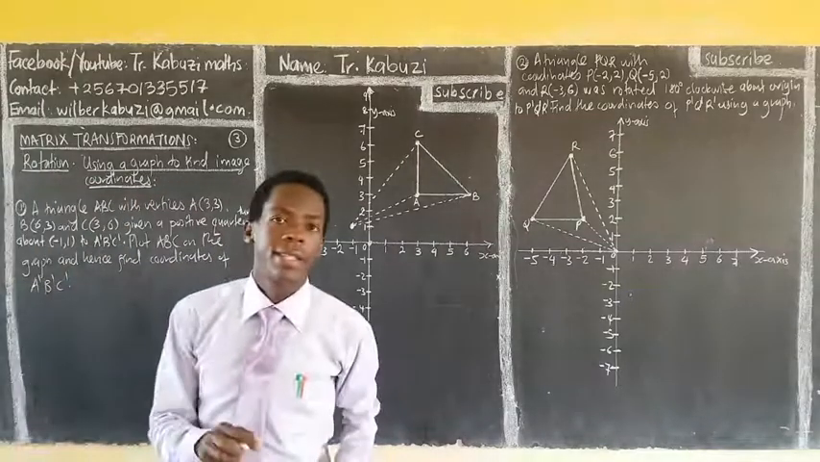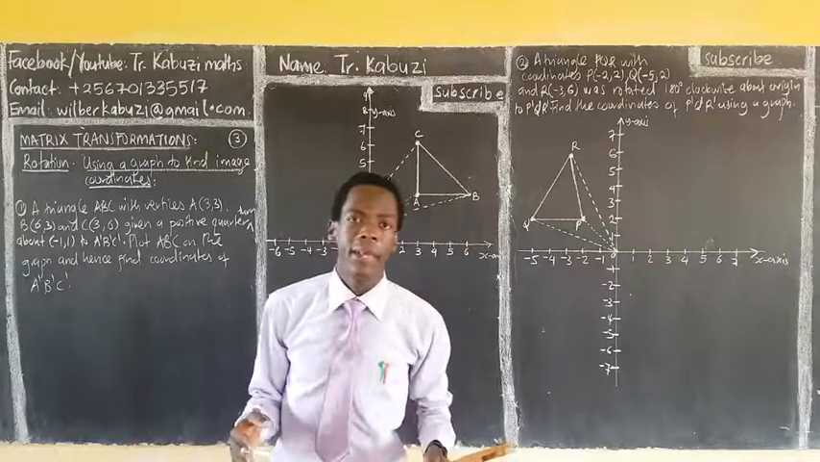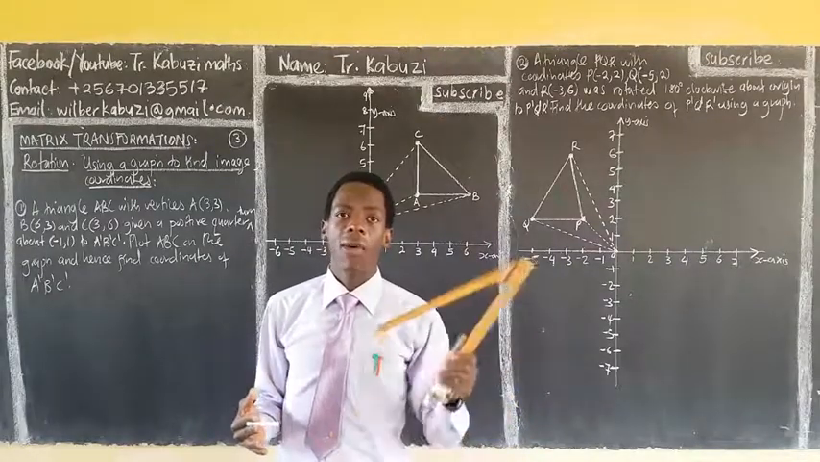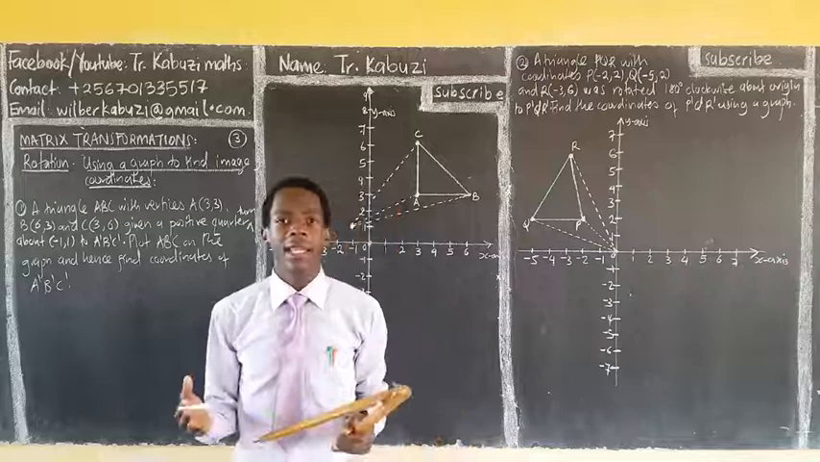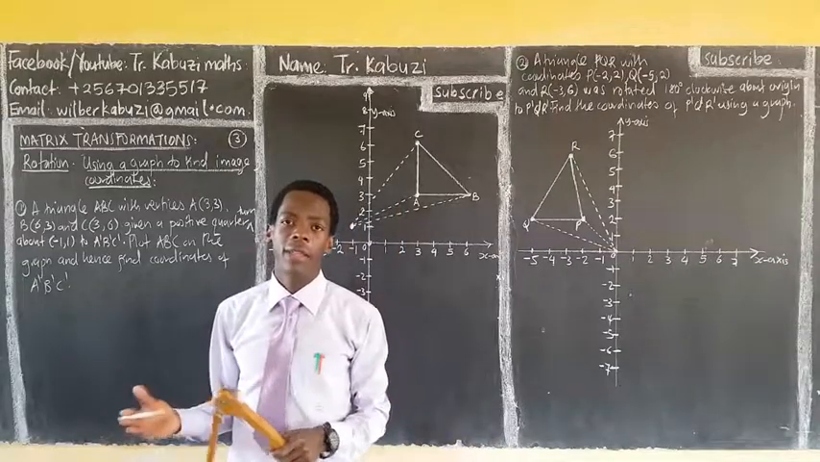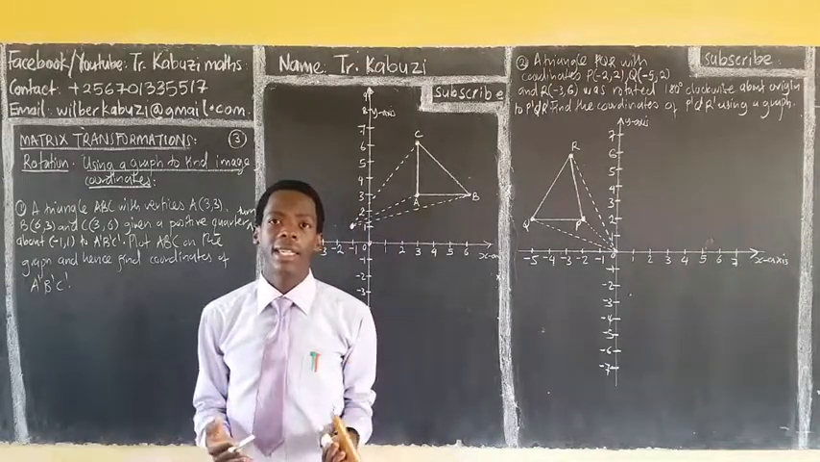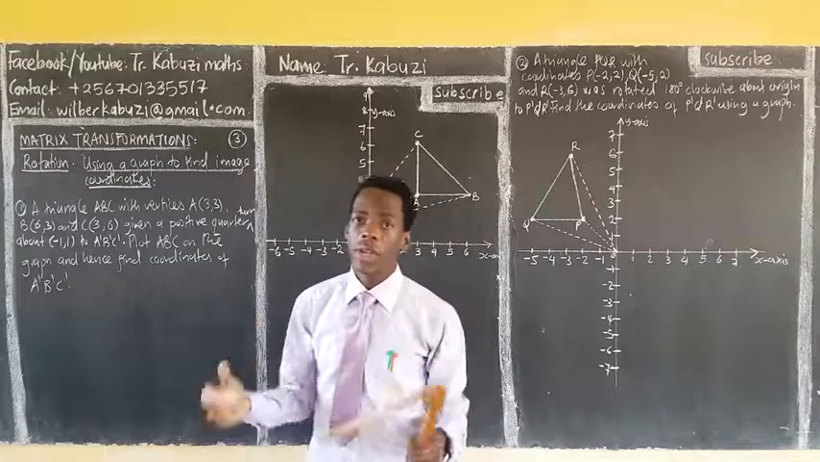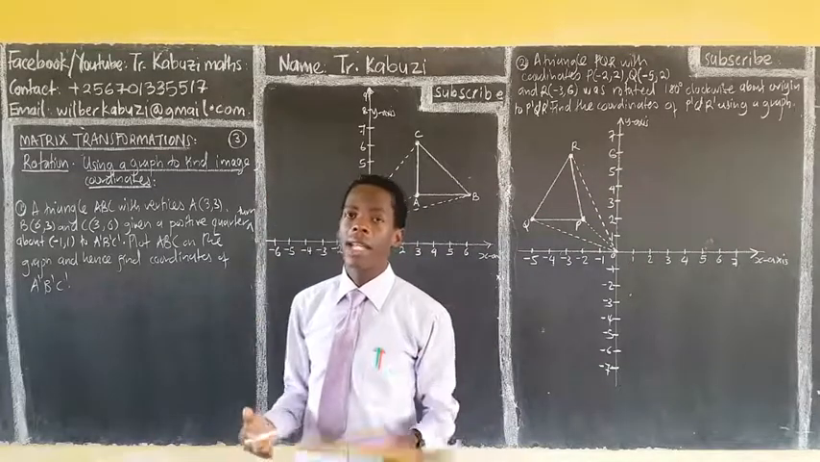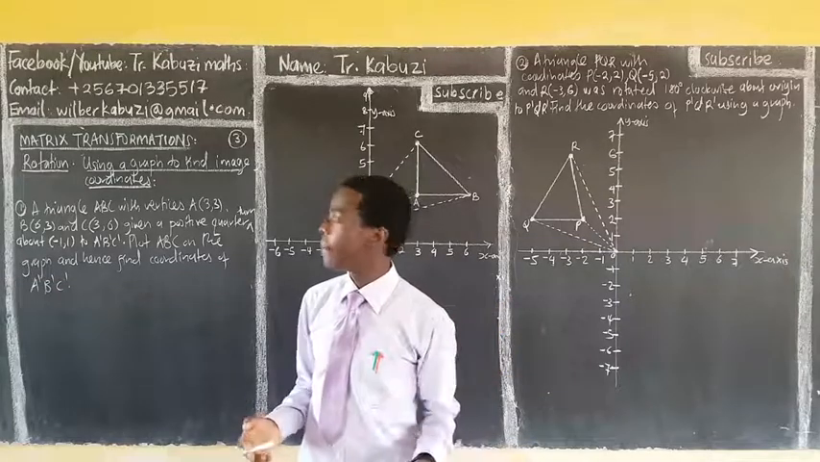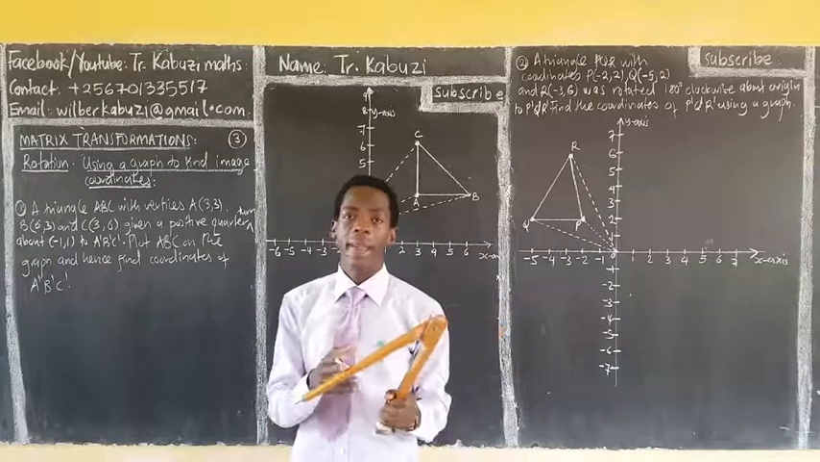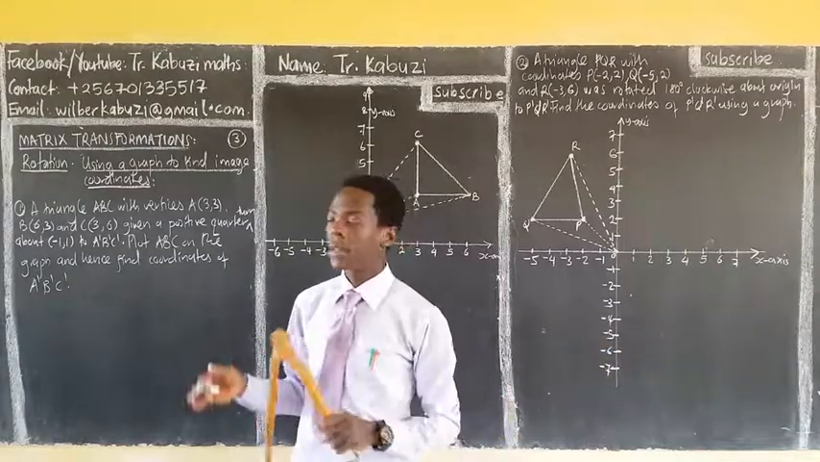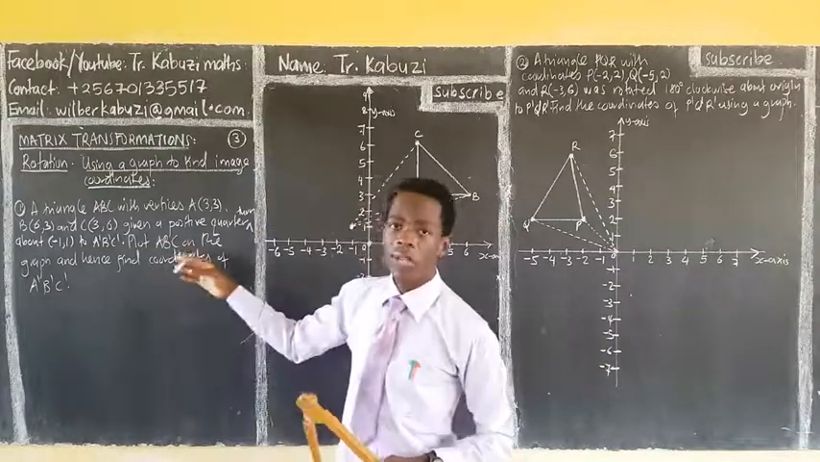Okay, so now members, we are going to see how we can determine the image of an object using a graph. So we've been seeing how we get the coordinates of the image by calculating them using the matrix of rotation. But this time, they are going to give you the angle of rotation, then they tell you to use a graph to find them. So all we need is a compass, a ruler, and a protractor to handle these ones. Now, let us go through this question.